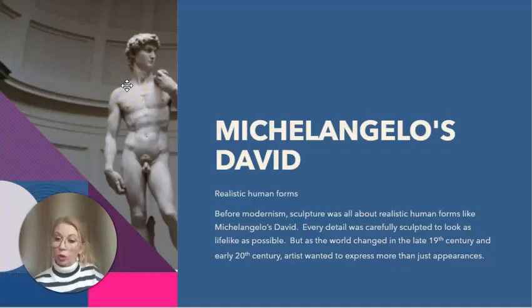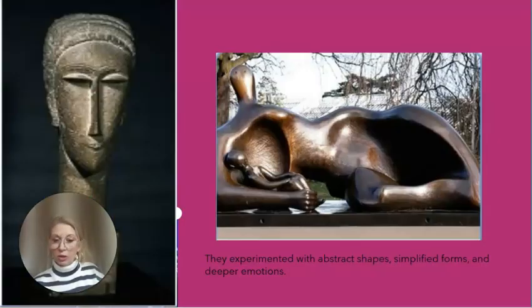But as you know, the world changed in the late 19th century and early 20th century, and artists wanted to express more than just appearances. So here are some modern sculptures. They experimented with abstract shapes, simplified forms, and deeper emotions. I hope you're looking at these pictures as I'm talking to you.